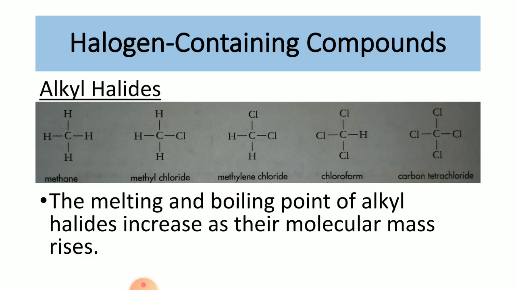The melting and boiling points of alkyl halides increase as their molecular mass rises. Methyl chloride has the least number of chlorine atoms and thus has the lowest molecular mass and boiling point among the given alkyl halides. On the other hand, carbon tetrachloride, with the greatest molecular mass, has the highest boiling point. In general, alkyl halides have higher melting and boiling points compared to hydrocarbons with comparable molecular masses.